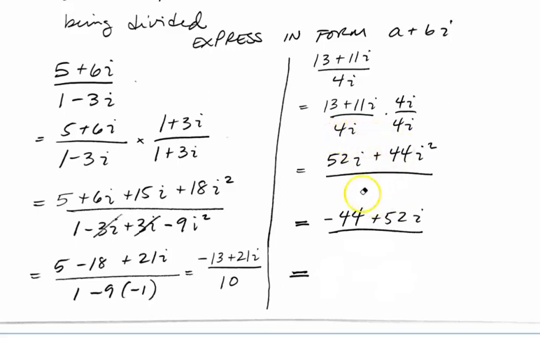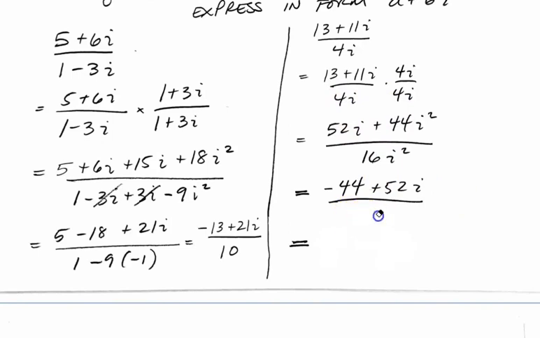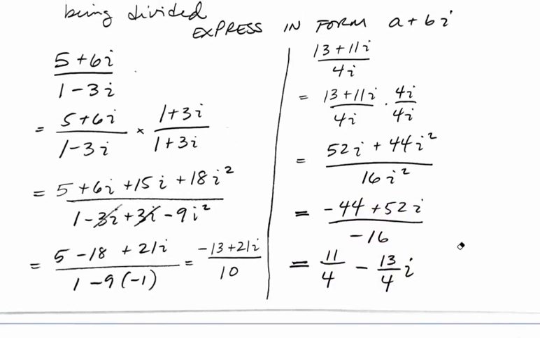So 4i times 4i is going to give us 16i squared. i squared is equal to -1, and I went ahead and did it. So 44 over 16 reduces to 11 over 4. And then negative negative would just give us a positive. Positive 52 divided by negative 16 would be negative 13 over 4i. You can go ahead and pause it if you need.